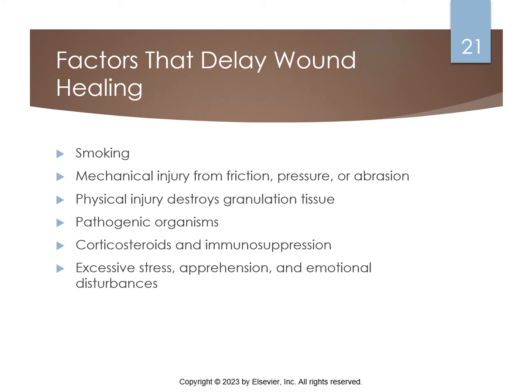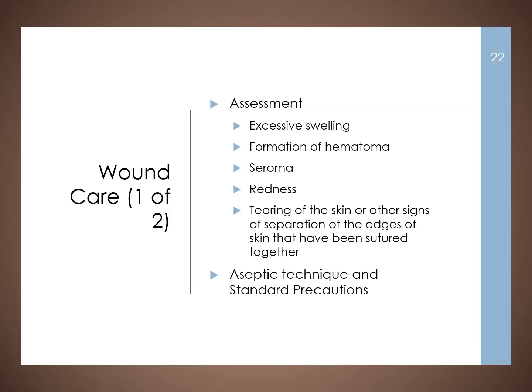Smoking will decrease the amount of hemoglobin available to carry oxygen to the healing tissues and will prolong healing time. Corticosteroids taken for a chronic condition will also slow the healing process because they suppress the immune and inflammatory responses. Excessive stress, apprehension, and emotional disturbances seem to make the body more vulnerable to invasion by foreign organisms by depressing the immune system. The surgical wound should be inspected during dressing changes, or at least once a day.